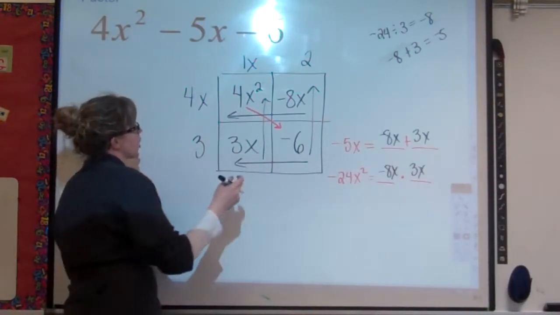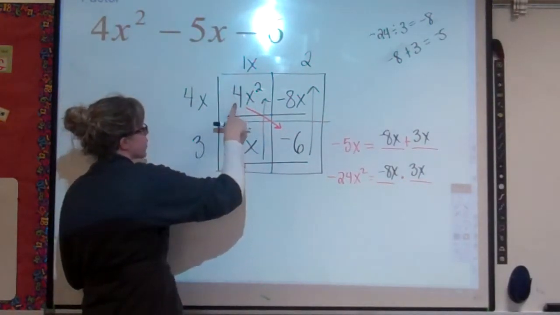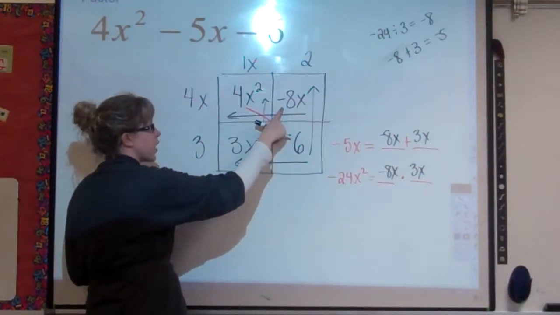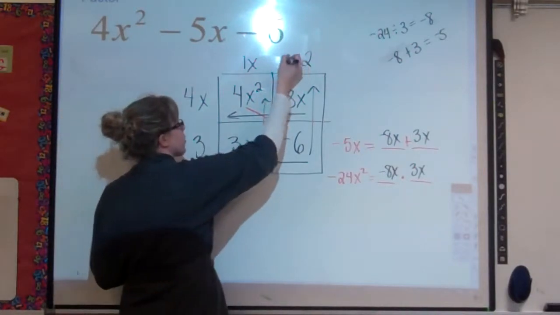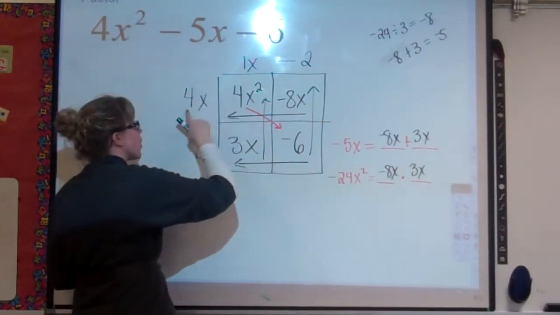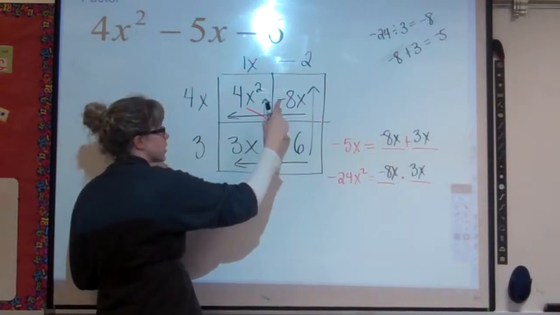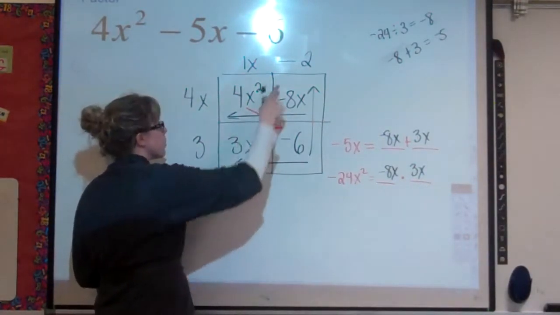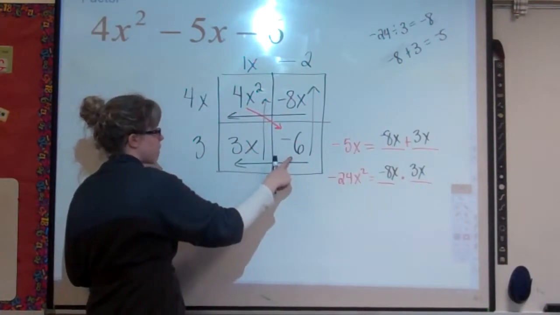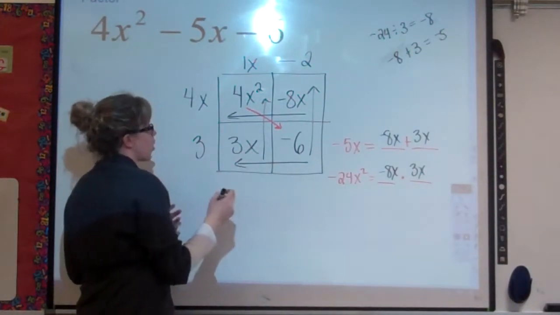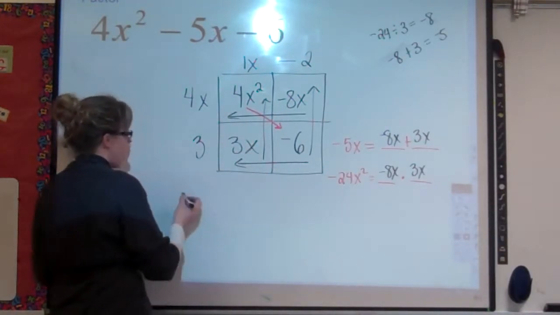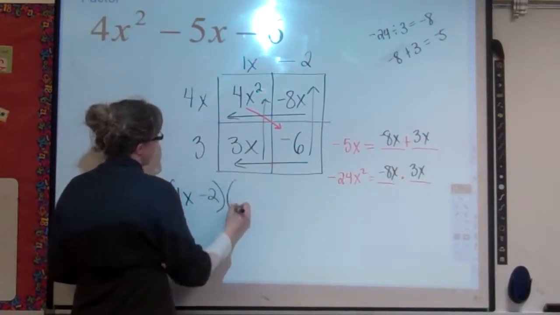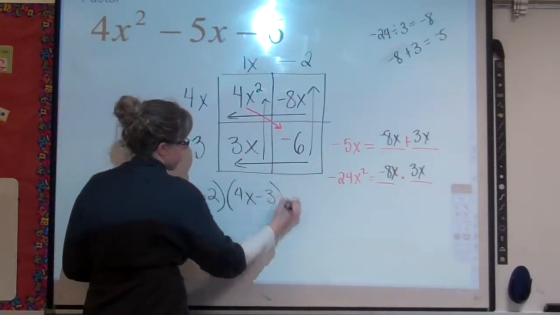Now, I worry about the negatives at the very end. So, I check and make sure. Does 1x times 4x give me 4x squared? Yes. Does 2 times 4x give me negative 8x? No, but we know we could make it negative. Does negative 2 times 4x give me negative 8x? It does. Does 1x times 3 give me 3x? Yep. Does negative 2 times 3 give me negative 6? Yes. So I know my box works. I double check it. And my answer is 1x minus 2 and 4x minus 3.